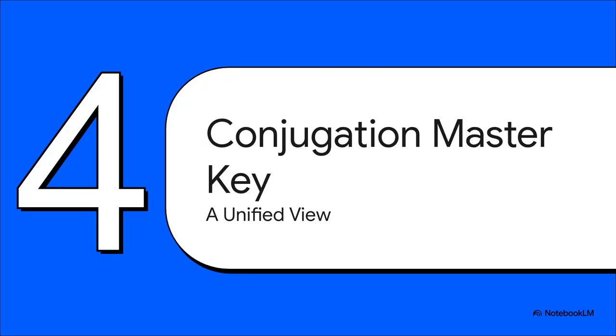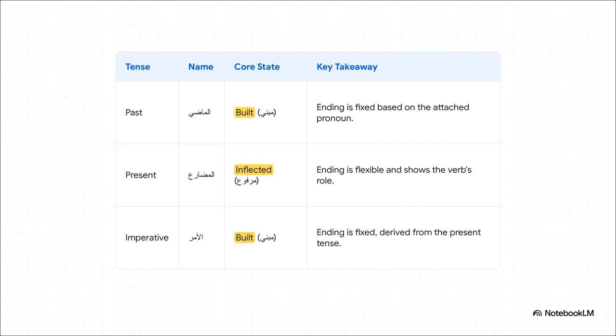Okay, let's take a breath. We've gone through the past, the present, and the imperative. We've seen how some are built and one is inflected. Now let's put it all together on one slide. This is your conjugation master key. And there you have it, the whole system at a glance.